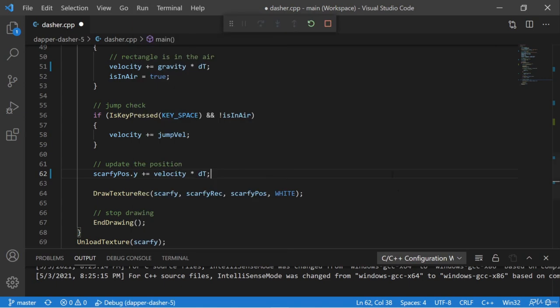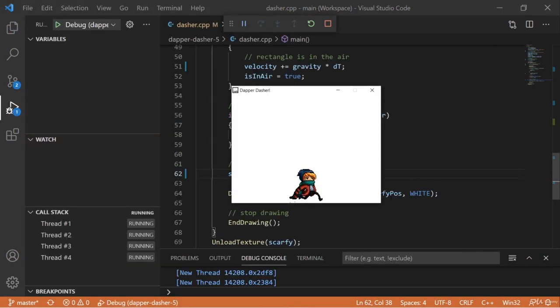Let's hit run and start debugging. Here's our window, here's Scarfy. I'm going to hit space to jump, and Scarfy jumps, and gravity pulls Scarfy back down, just as we expected. Now we've changed our values a bit, so gravity's working a bit differently, but of course if you want a stronger gravity, you can increase that amount that we're initializing gravity to.